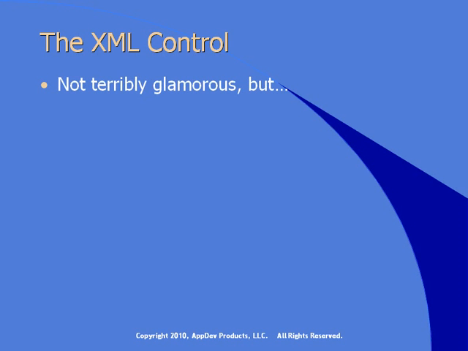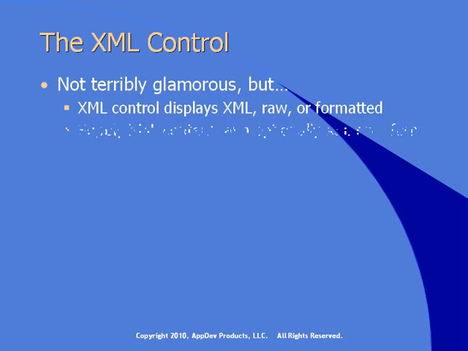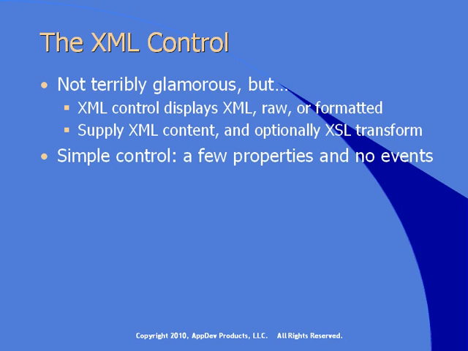The XML control is really not terribly glamorous, but it allows you to display XML either raw or formatted on your page. You supply the XML content and optionally an XSL transform, and the control takes care of displaying that content on your page. It's a simple control. It's only got a few properties and no events at all, but it does save some effort when working with XML so you can display its output on the page.